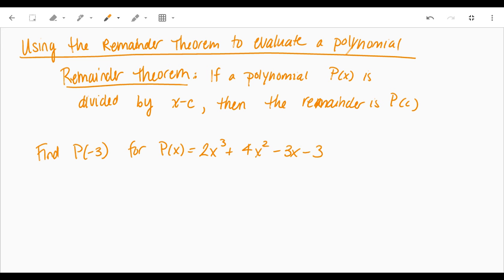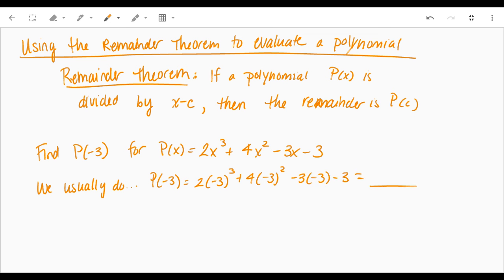This is where it's a little backwards. You could just plug negative 3 into that expression and get your answer. But what they want you to do here, we usually do, P of negative 3 is 2 times negative 3 cubed plus 4 times negative 3 squared minus 3 times negative 3 minus 3, and get your answer.